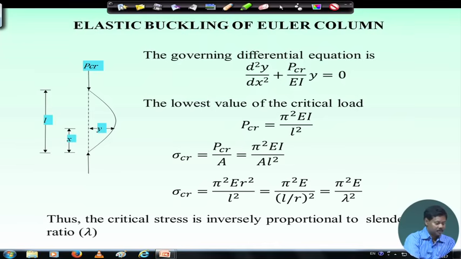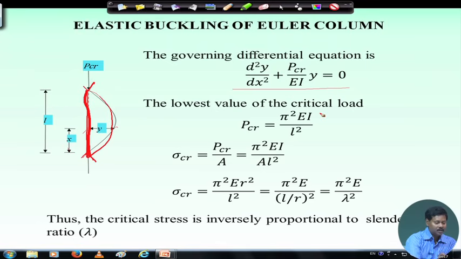That is, if a compressive load is acting along this member, a compressive force P, and if buckling happens like this, then at a distance of x the displacement will be y, and the governing differential equation will be d2y/dx2 + P_CR/EI into y = 0. P_CR is nothing but the critical load, which will be derived, right.